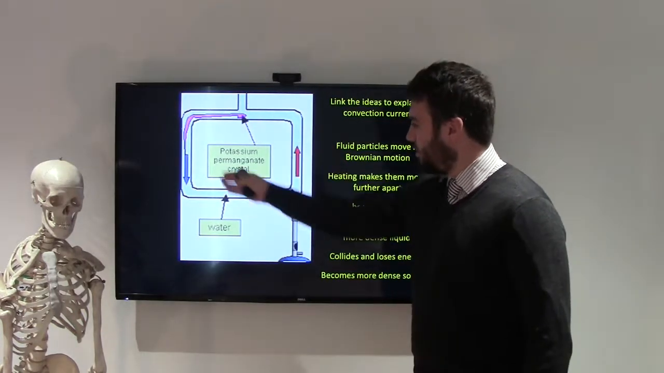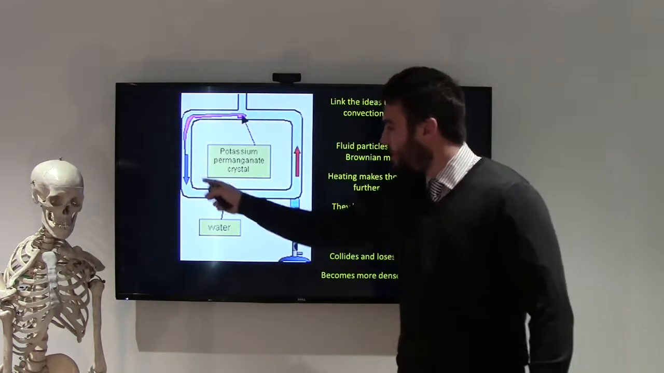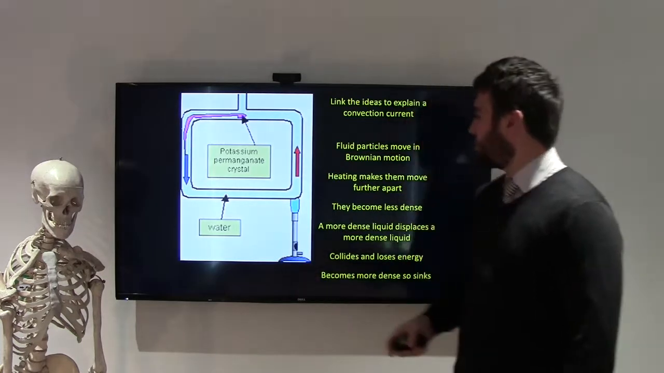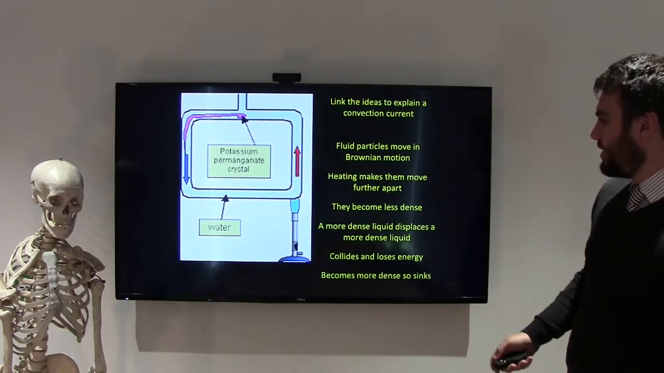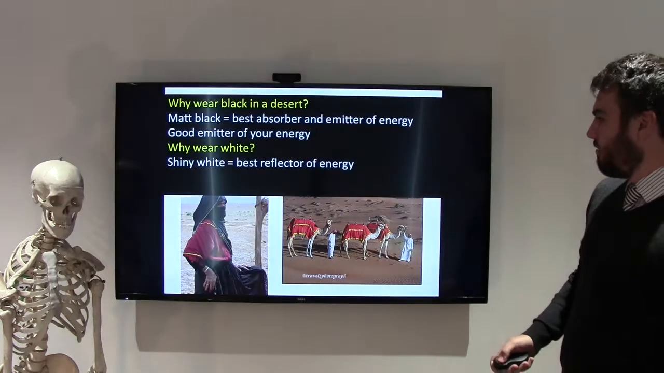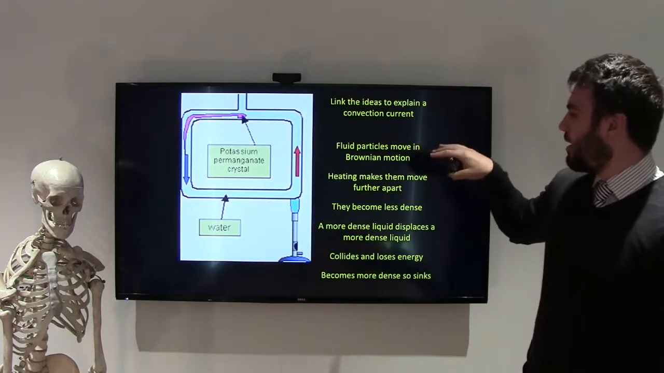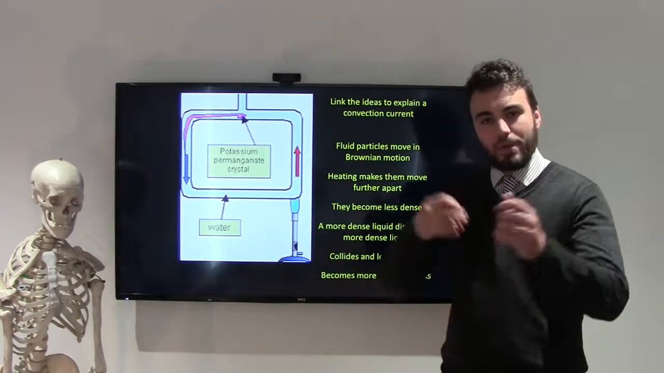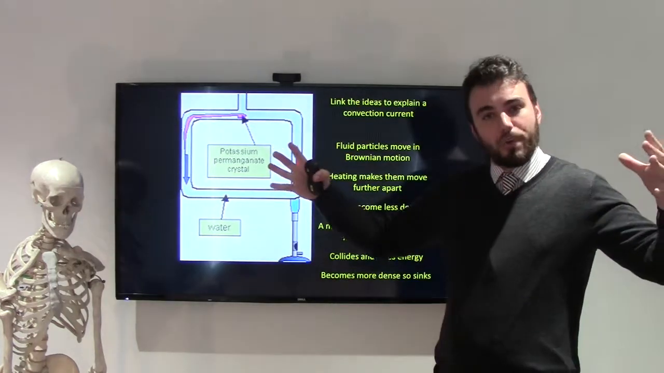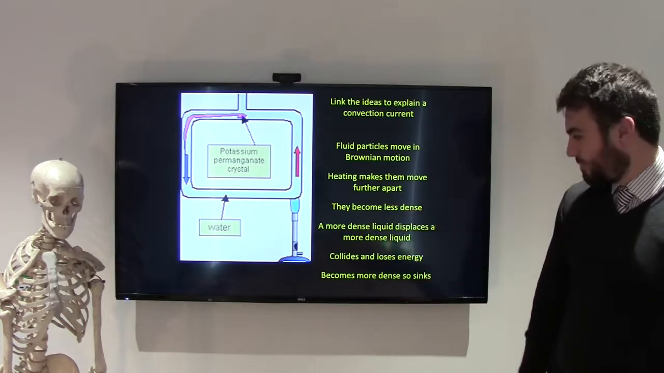And you might have seen a demonstration like this convection tube, where you see some coloured dye moving around in this convection current. Now, we need to explain it in terms of these things. Okay? First of all, the particles are moving by Brownian motion or random motion. We heat them, and that means they move faster, it means they get further apart. If they're further apart, that means their density is less.